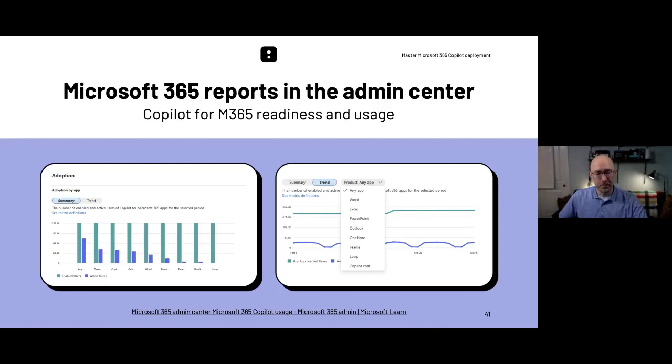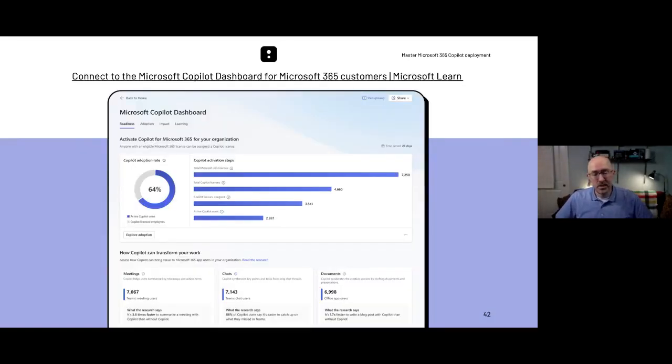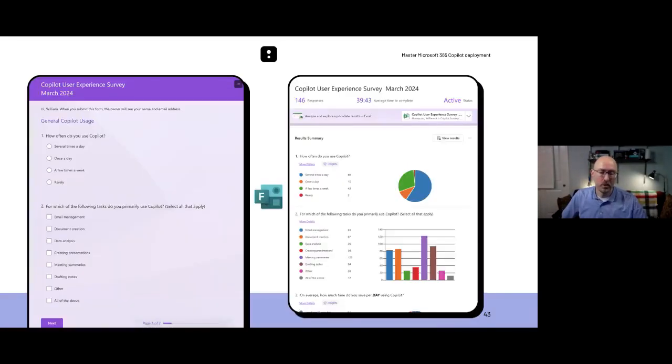Then this is the Copilot dashboard that's part of Viva Insights that's currently rolling out from Microsoft. It's going to give you things like your Copilot adoption rate. It's going to give you your Copilot activation steps. You're going to be able to drill down into adoption, impact, but also suggestions for learning. And then you're going to see things like how is Copilot transforming your work, such as the number of meetings that maybe Copilot could have participated in, the number of chats that Copilot could have contributed to, for example.